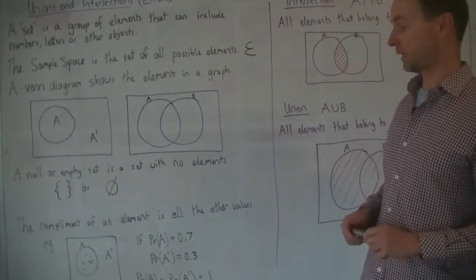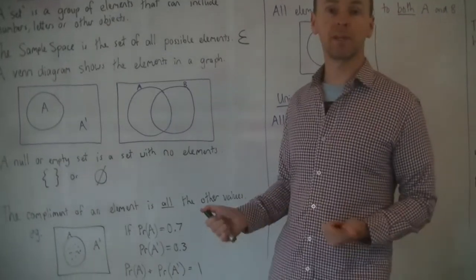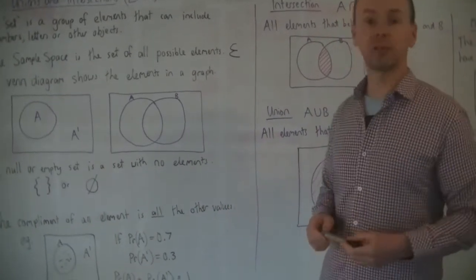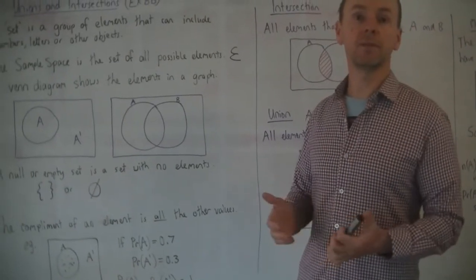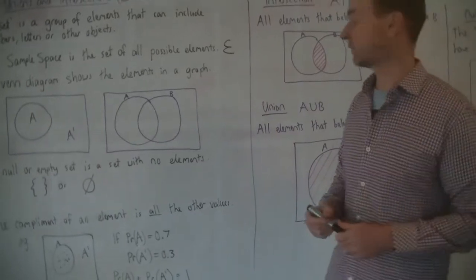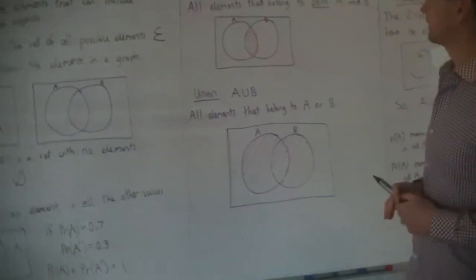So I'll give you another example. The probability of Richmond winning the grand final is 0.8. So the probability that they don't win the grand final is 0.2, because it's all the other chances. Alrighty, let's move on over here.